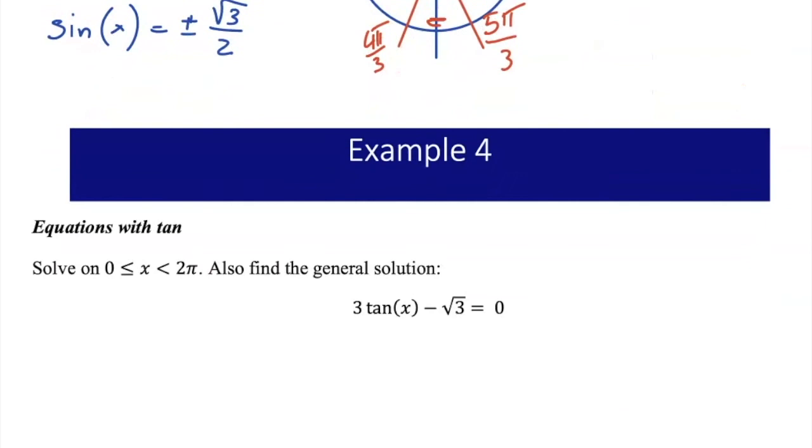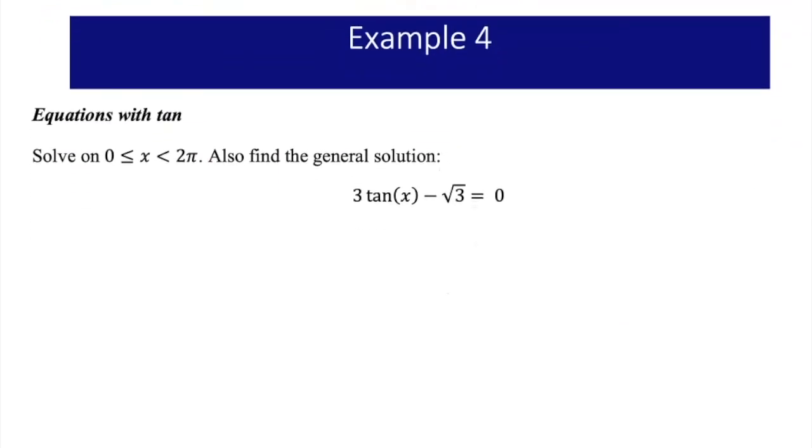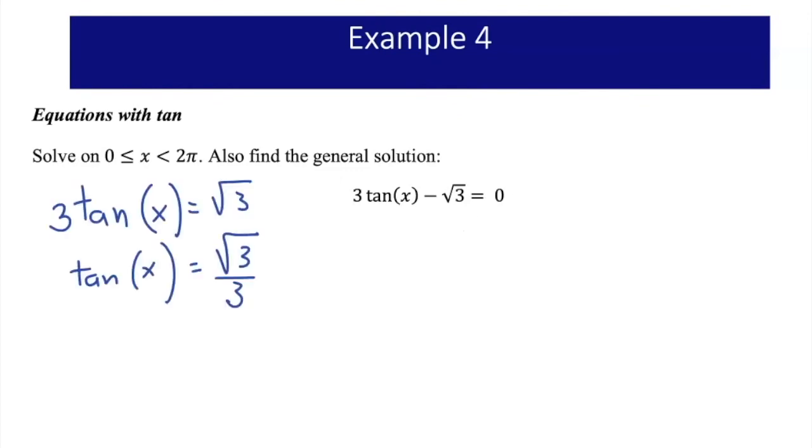Now, let's talk about something different. Let's talk about tangent. Here we need to remember what the values of a tangent are. But first of all, tangent of x is what I'm trying to solve for. So I take minus 3 to the other side, and I have 3 tangent x equals root 3. Divide both sides by 3, and I have that the tangent of x equals root 3 over 3. We should remember what this number is.